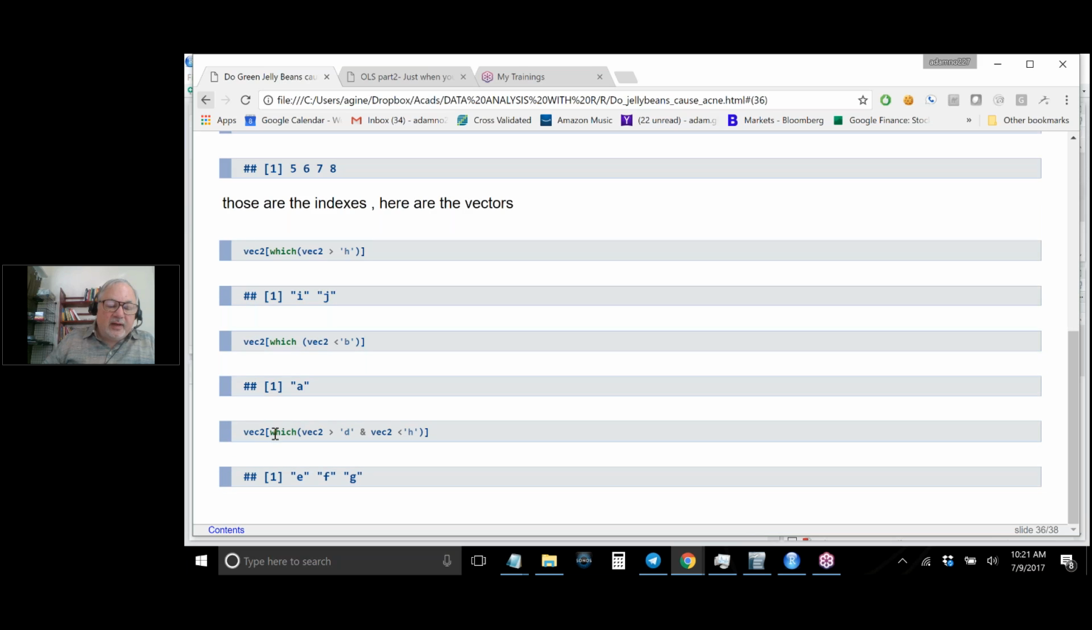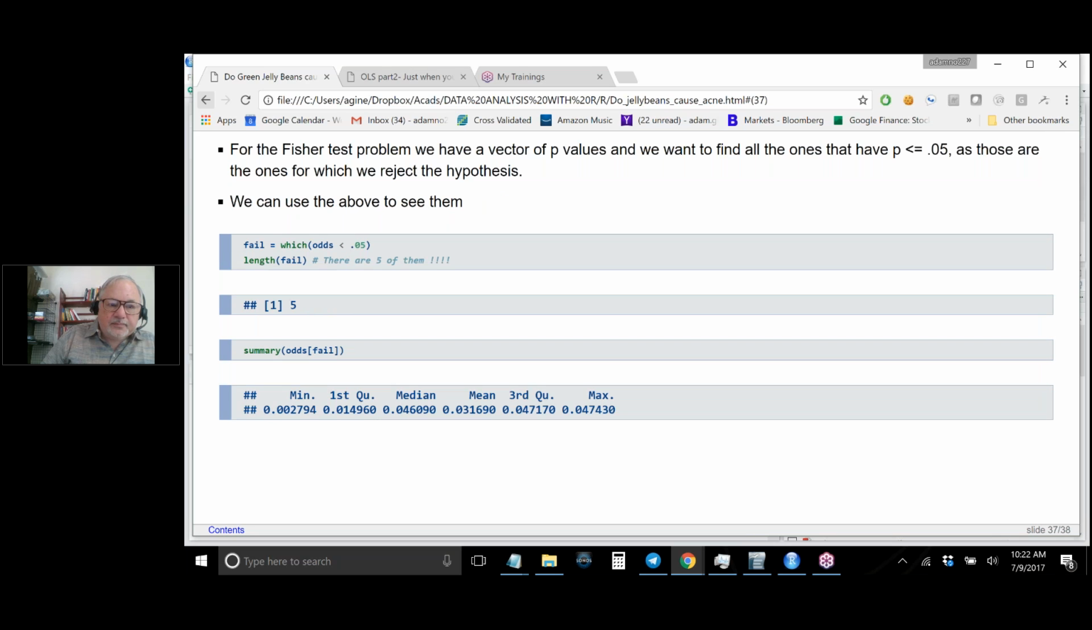And if I take vec2 and I call the index which vec2 are greater than d and less than h, it gives me E, F, G, since d goes there and h goes there. So this kind of indexing is something you see me do, and it's really, really useful, and I wanted to specifically point it out to you as a method.